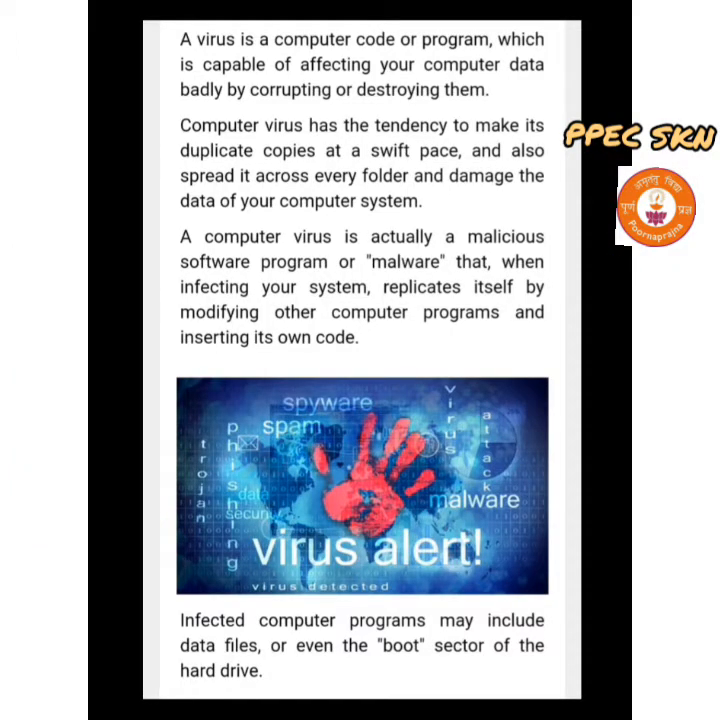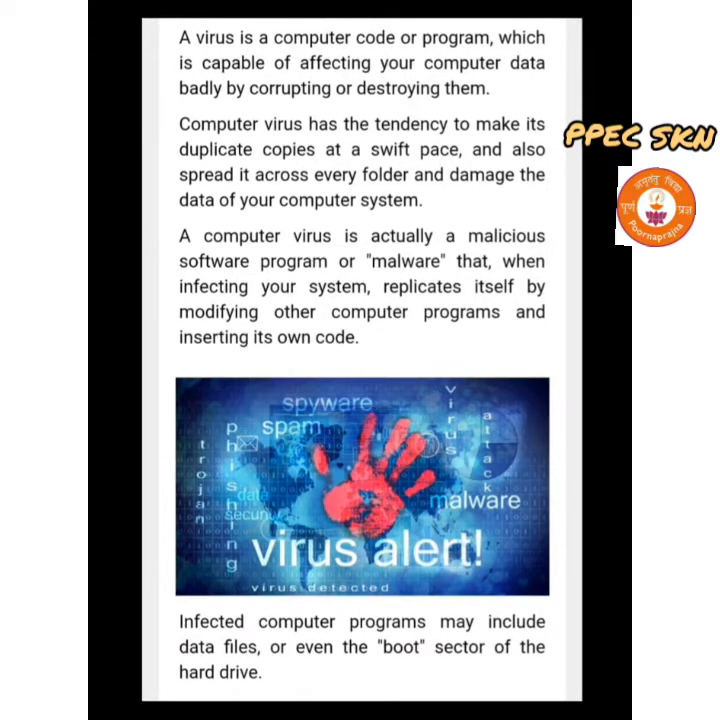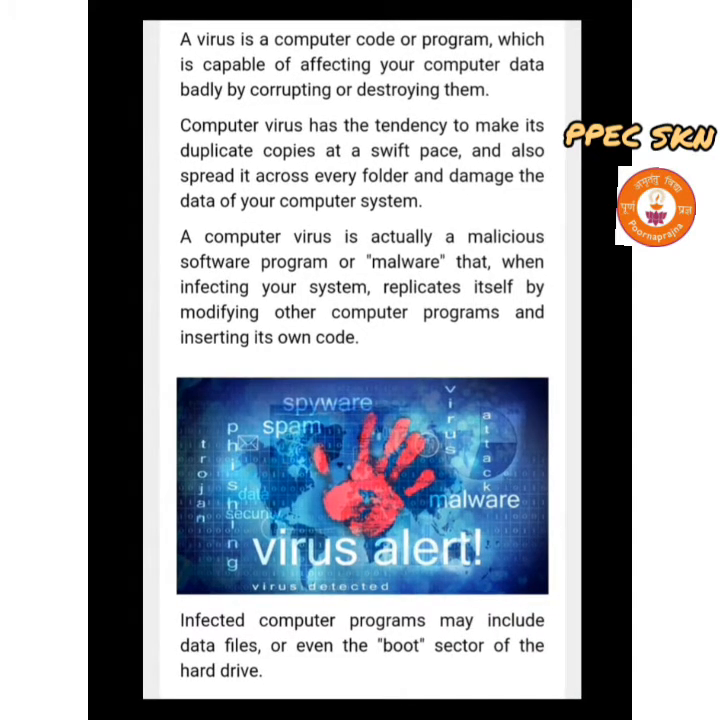Hope you remember the definition of a computer virus. A computer virus is a code or program which is capable of affecting your computer data, corrupting and destroying your entire system. Almost all computer viruses are capable of making duplicate copies of themselves, and they will spread in your system. Spread means not only in one drive or one folder; it is capable of spreading to all the drives, even your hard disk also. A computer virus is actually a malicious software program. We will call it malware.